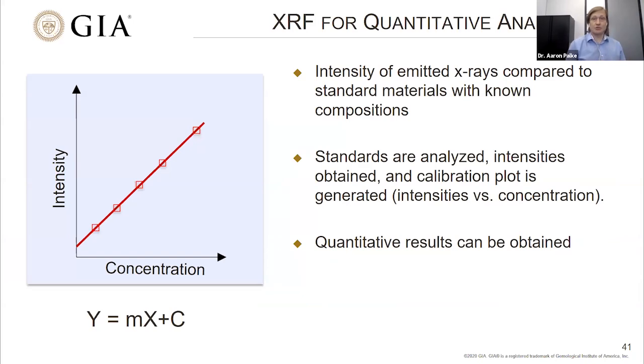X-ray fluorescence is actually quite useful for some quantitative analyses. If you can take the intensity of the emitted X-rays and compare them to standard materials with known compositions, you can back calculate the concentration by looking at the intensity of your material and calculating the concentration of any certain element in that material.